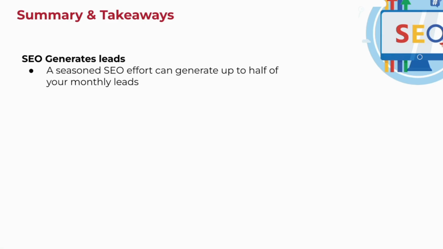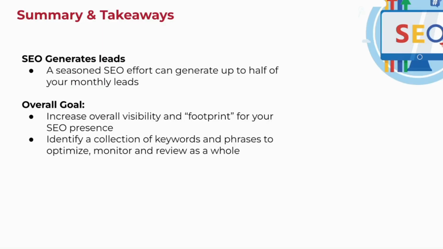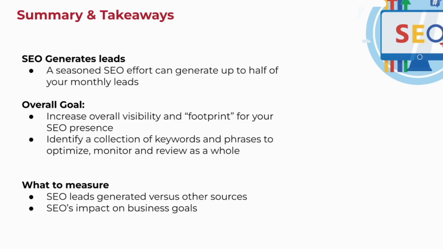All right, let's wrap this lesson up and look at some of the big takeaways. First of all, even in a super competitive landscape, SEO absolutely generates leads. Next, when it comes to SEO for home improvement contractors, we believe your overall goal should be to increase your visibility and SEO footprint in your local service area. And you should identify a collection of keywords that paint a broader picture and capture those MOFU and BOFU searches. Don't get fixated on one search term and claim you want to be number one for it. And then lastly, when it comes to measurement, we think you should keep your eyes on the number of leads generated by your SEO efforts and the overall impact of your SEO campaigns on your business goals.